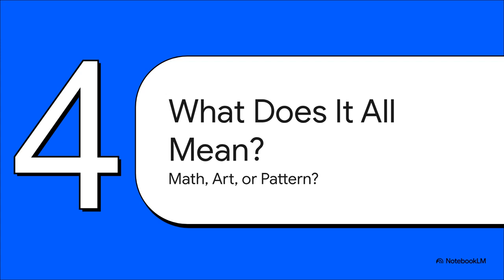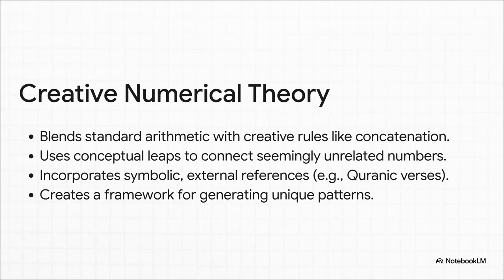So, okay, we've followed all the steps, we've uncovered the secret. But what have we actually been looking at here? Is this some new kind of math? Is it an artistic expression? Or is it just a really elaborate pattern? Well, the source material calls this a theory of creative numerical transformations. It's a framework that is intentionally designed to blend all these different ways of thinking: standard math, creative, made-up rules, and symbolic interpretation. It's a system built for one purpose: to generate unique and meaningful patterns.